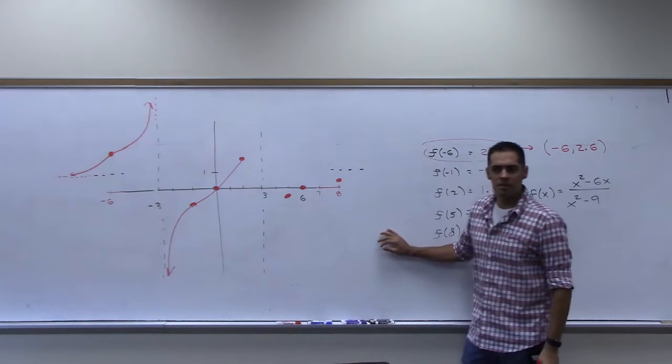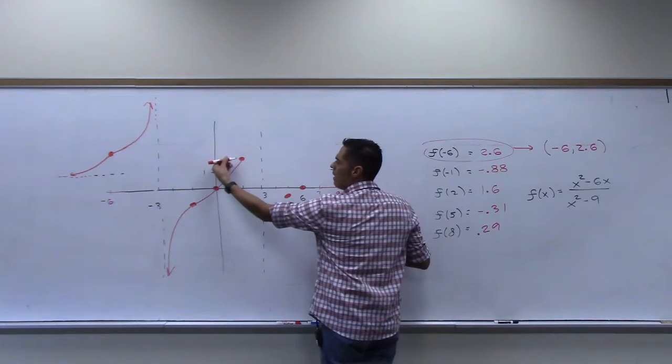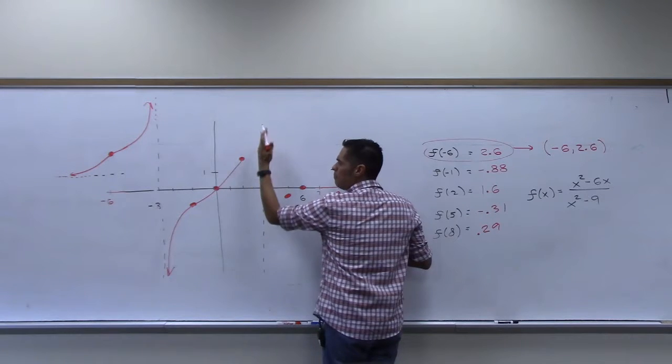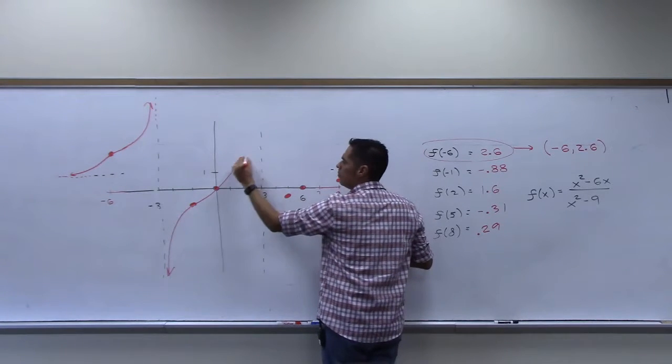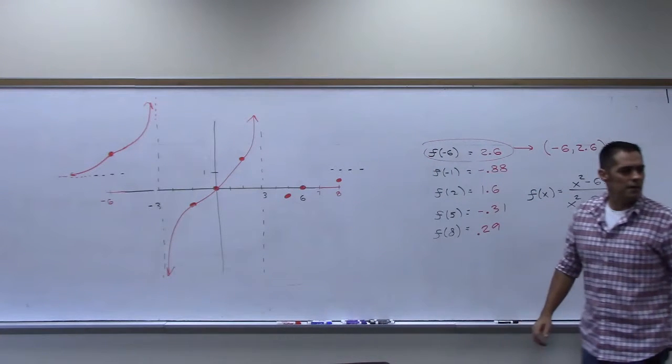Make sense? And then to the right, as I'm at this point, what happens? Barrier, it's going to have to go up. So I'm going to turn up like that. It's kind of a weird looking function, huh?